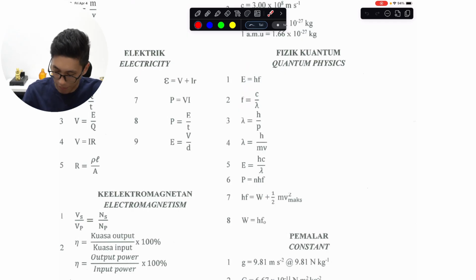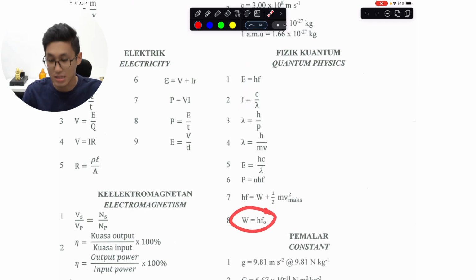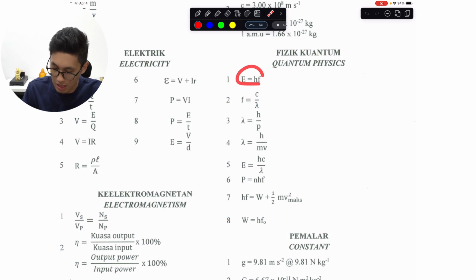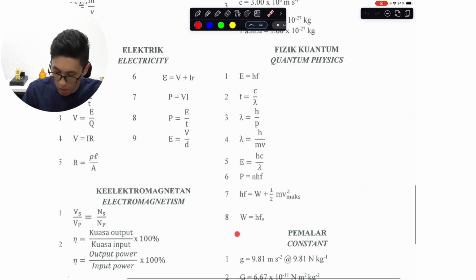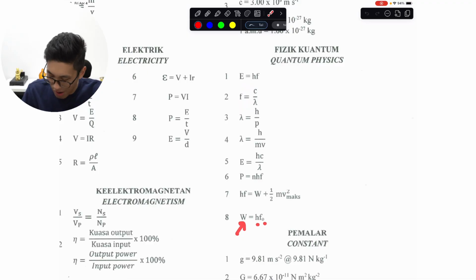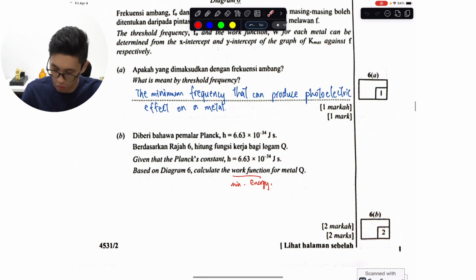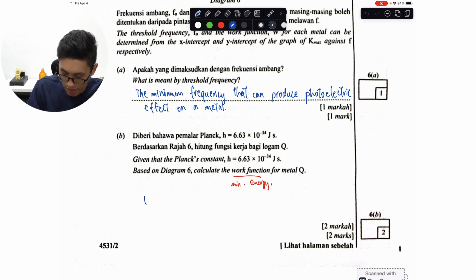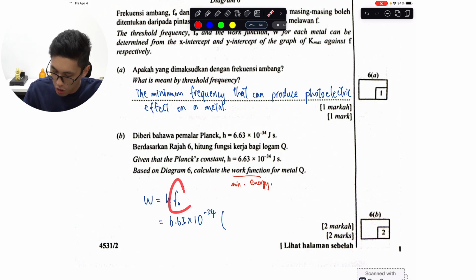In fact, there is a formula itself for the work function. You can see these are actually the same formula. The work function is equal to hf0, where f0 means threshold frequency. So you can write down W = hf0. Now, h is 6.63 times 10 to the power of negative 34. What about the threshold frequency for metal Q?